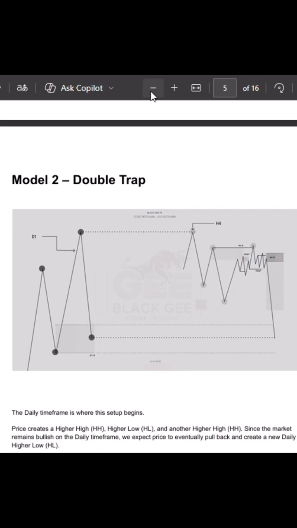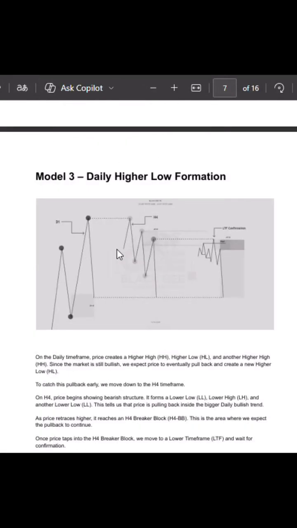Let me show you model 3. So guys, this is model 3. Same thing on the daily time frame, higher high, higher low, higher high, targeting the daily breaker block. So we want to be in the sell position when price is moving to the daily breaker block. Same thing on the H4. But the difference here is that when price pushes back to the H4 breaker block, we could not see any confirmation.